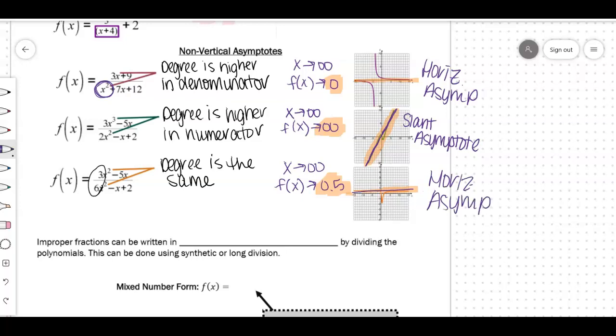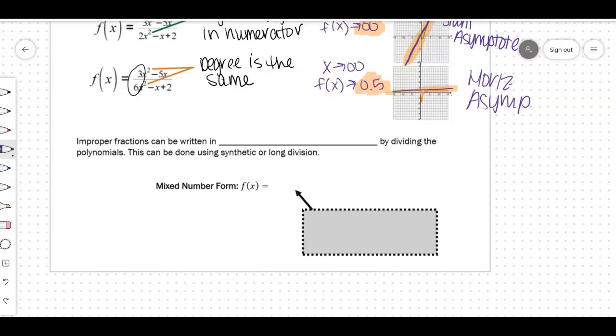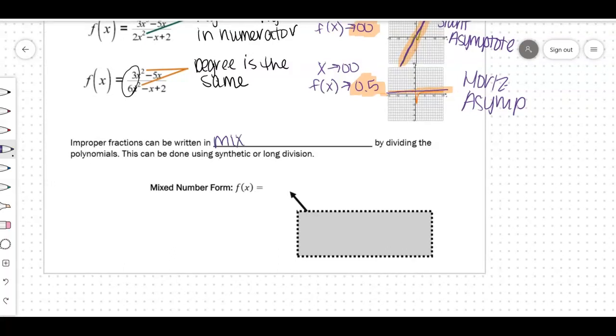Okay, so we'll come back to this idea a little later. Improper fractions. So improper fractions can be written in mixed number form. We kind of talked about this. So it's important to get your function in mixed number form in order to see different key features of the graph. And so once you write them in mixed number form, again, you do that by dividing the polynomials. We did that last couple sections using synthetic or long division. The reason why mixed number form is helpful is what it tells us about the graph.